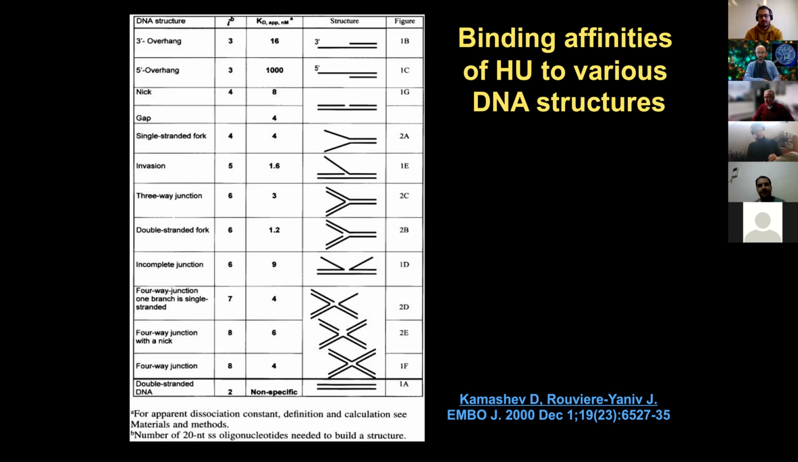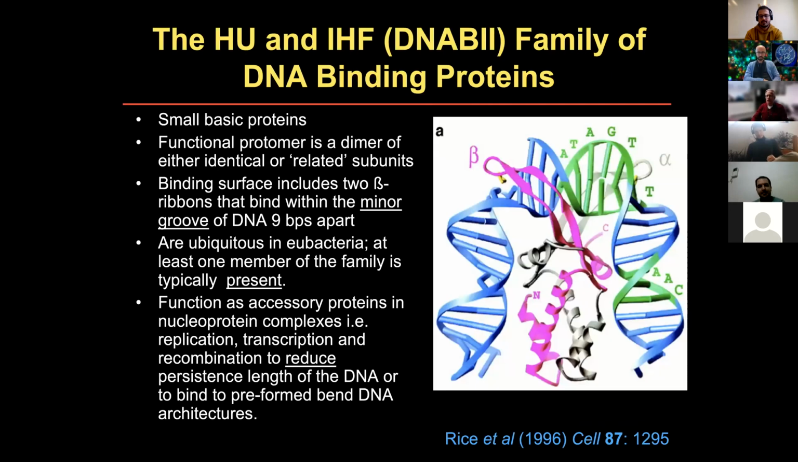Why do they bind so well? Because when this family of proteins binds to DNA, it bends DNA. And if the DNA is already in a bent conformation, then these proteins bind with even higher affinity, typically 1,000-fold tighter to bent DNA than to non-bent DNA. Now, these proteins are incredibly important intracellularly.